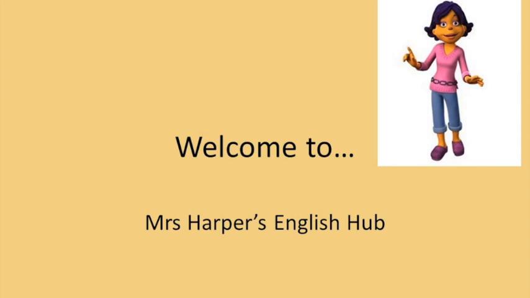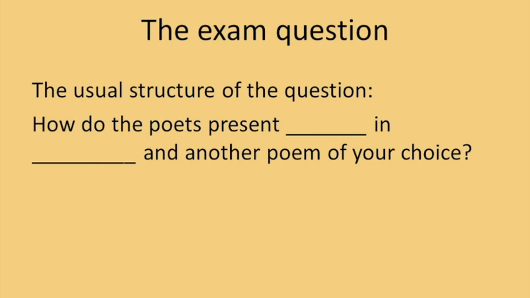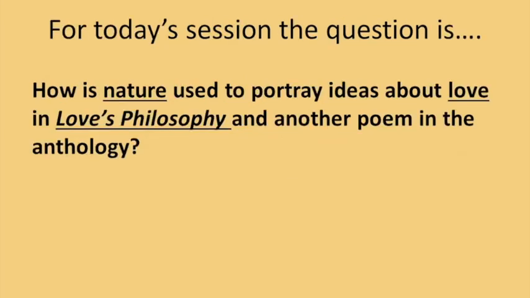What I aim to do with all my videos is to walk you through the process of developing a comprehensive level 6 response. So I'm going to look at the beginning of the journey right to the end and the final outcome. The usual structure of the exam question: how do the poets present a theme? It could be whatever theme the exam board decides, and there will be a named poem and another poem of your choice. For today's session, the question is: how is nature used to portray ideas about love in Love's Philosophy and another poem in the anthology?